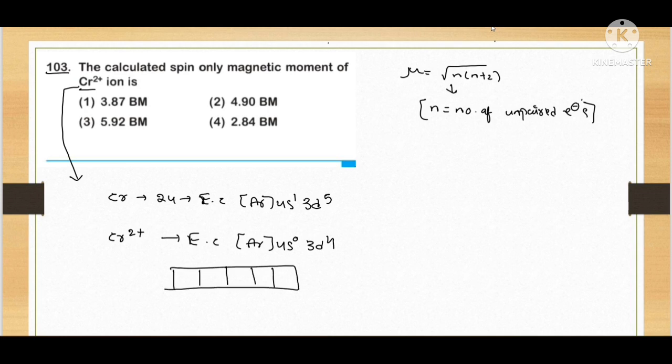1, 2, 3, 4. D orbital. Here I am having 4 electrons. 1, 2, 3, 4. Here the number of unpaired electrons is 4. That means n equal to 4.